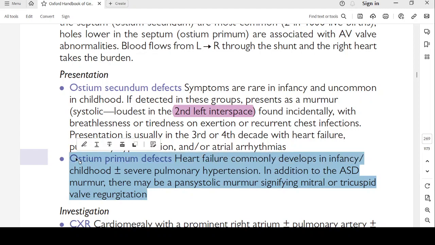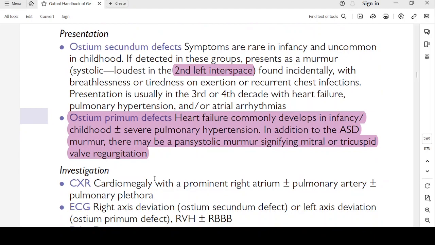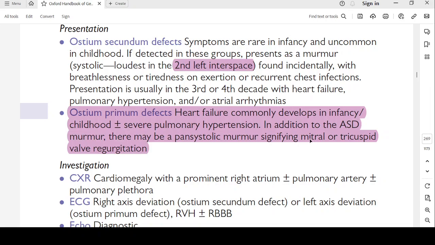See, ostium primum defect is a hole in the septum in the lower portion which is adjacent to both the AV valves. So there will be an associated AV valve disease, that is mitral or tricuspid valve diseases.